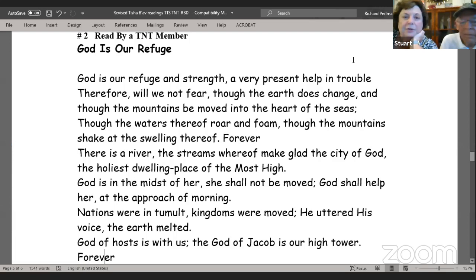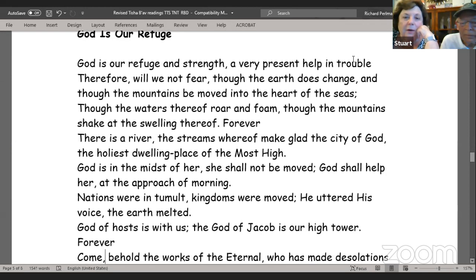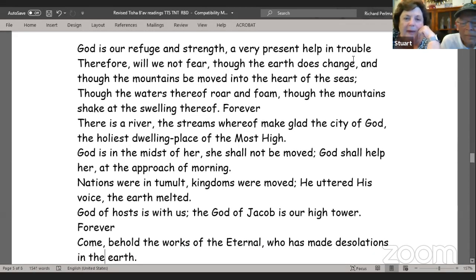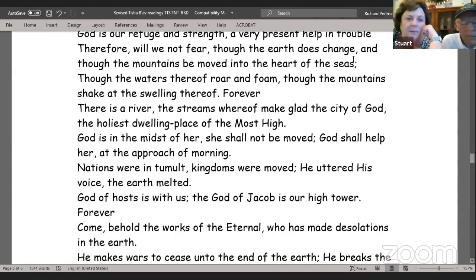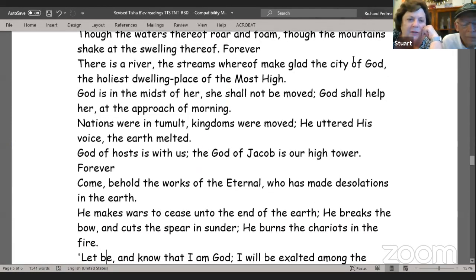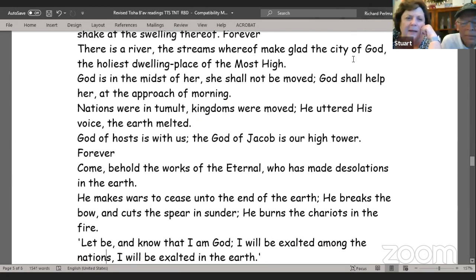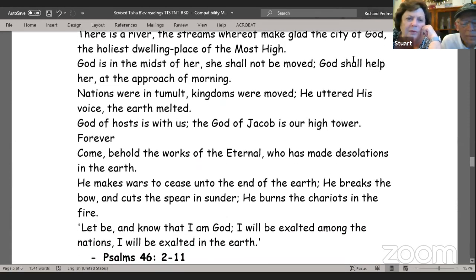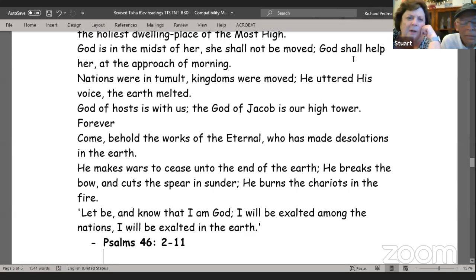God is our refuge and strength, a very present help in trouble. Therefore will we not fear, though the earth does change, and though the mountains be moved into the heart of the seas, though the waters thereof roar and foam, though the mountains shake at the swelling thereof. Forever there is a river, the streams whereof make glad the city of God, the holiest dwelling place of the Most High. God is in the midst of her, she shall not be moved. God shall help her at the approach of morning. Nations were in tumult, kingdoms were moved. He uttered his voice, the earth melted. God of hosts is with us, the God of Jacob is our high tower forever.